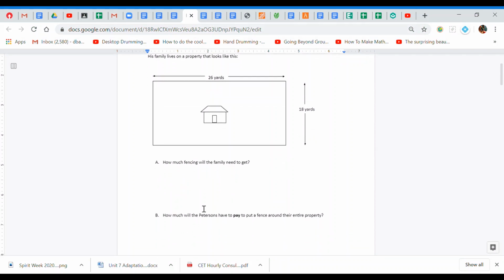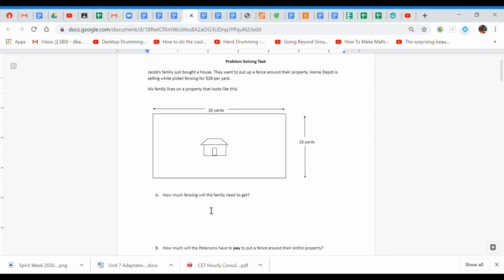And then B says, how much will the Petersons have to pay to put a fence around their property? Pause your video, take a couple minutes, and solve A and B before we talk about what the answers can be.